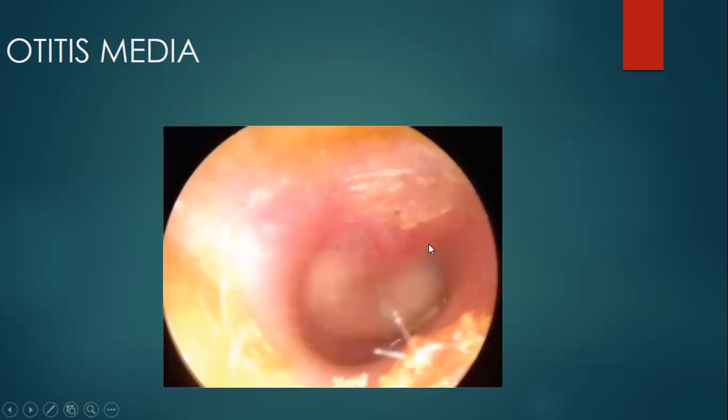Light reflex is gone. So all the landmarks that were there, they all are gone because of the swelling of the tympanic membrane. So this is most probably because of the otitis media or inflamed tympanic membrane.